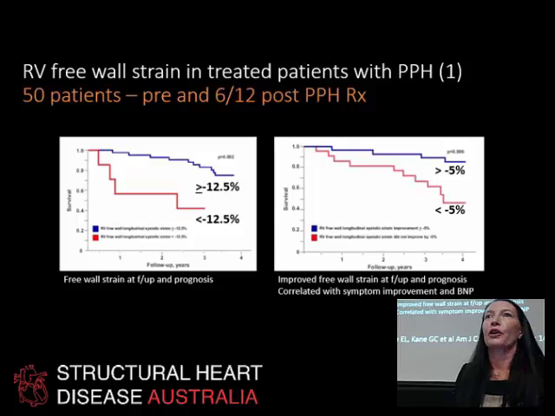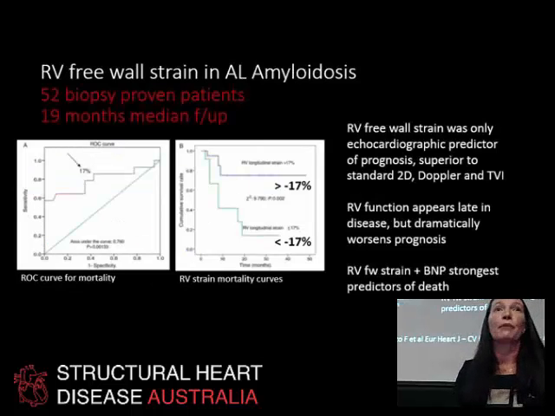And similarly, if you did not improve your RV strain by more than 5% during your course of treatment in that first 6 months, that also determined a very, very poor outcome. Whereas if your RV free wall strain gets better with treatment by 5%, you do much better. So this is an exceptional measure in this group of patients, which up until now we've had nothing.